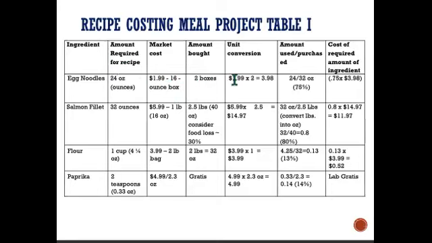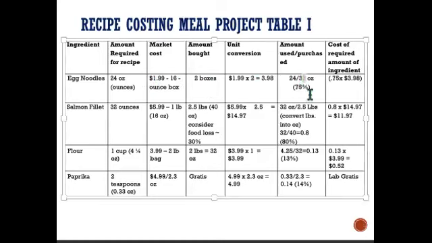And you're going to be paying $1.99 for each box. So right here, unit conversion will be $1.99 per box, and you bought 2 boxes. You spend a total of $3.98, but that's how much you spent, not how much you used. Because you bought 2 boxes, 16 ounces each, you wound up with 32 ounces.